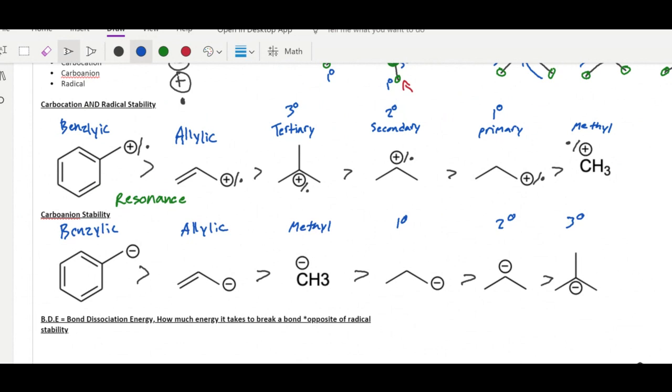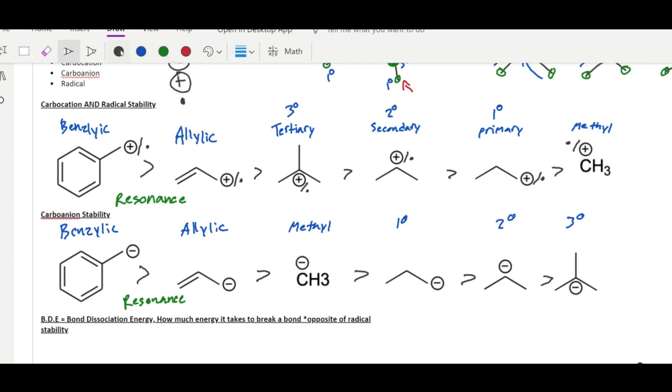Now, benzylic and allylic, regardless of positive, radical, or negative charge, are all going to be stabilized by resonance. So resonance are these 2, benzylic and allylic. Those are always going to be number 1 and 2 for carbocation, carbanion, and radical stability. Now, it's the last 4 groups that are different from each other.